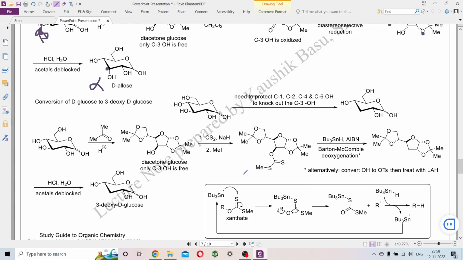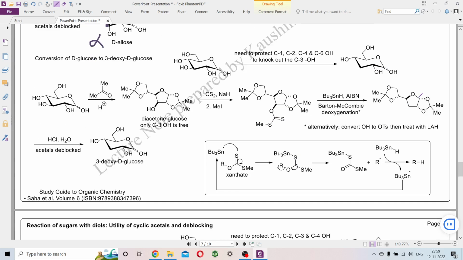We are subjecting it to a treatment with tributyltin hydride and a radical initiator such as azobisisobutyronitrile, AIBN, and this thing will completely remove this group and install a hydrogen here so that a deoxygenation is accomplished. That's a Barton-McCombie deoxygenation and goes obviously via a free radical pathway. As you can understand, a free radical generator is supplied here and the mechanism is outlined here, but this is not in your syllabus.